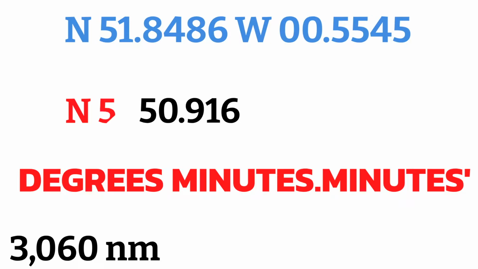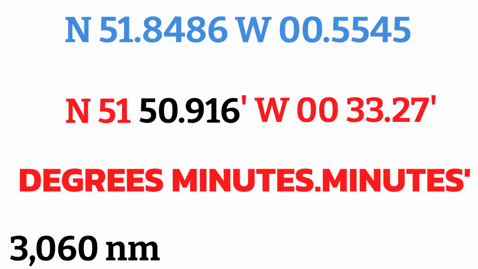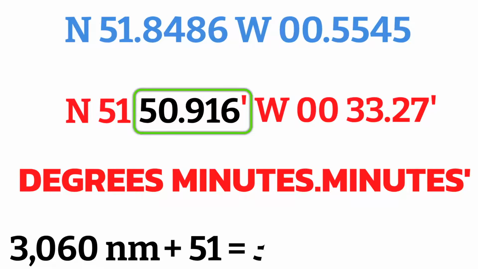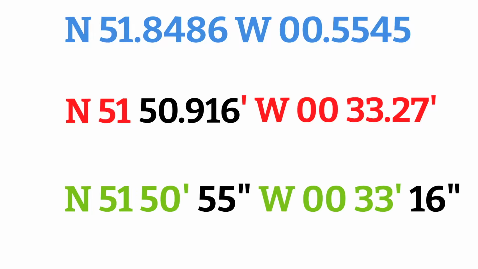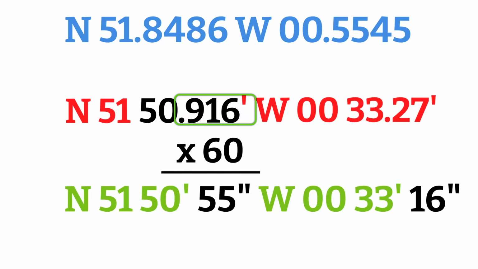Now, if these coordinates were degrees and minutes, then these coordinates would actually look like this. So you can see that this format actually makes it easier since 1 minute equals 1 nautical mile, which means that we could just add this 50.916 miles to our 3,060 miles to get the same result. Now you could see seconds, which would just show 55 seconds instead of the 0.916, and that's just 0.916 times 60 because there are 60 seconds in 1 minute. Not too many people use seconds, but there are a few. So if you need that, that's how you do it.